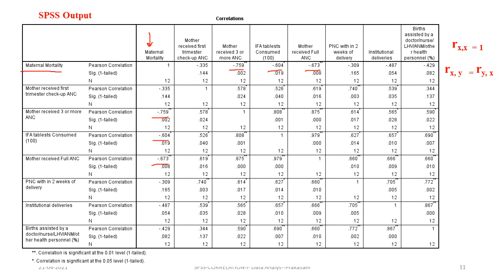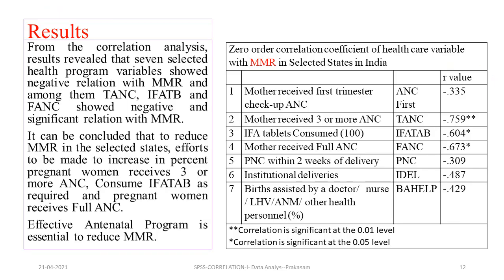By looking at the table, we will understand that maternal mortality and mother received 3 or more antenatal care are significant, as are IFA tablets consumed 100 and mother received full ANC. That we will discuss. This table is the SPSS output. Therefore, we will summarize this and put it in the required form for the report. We will modify this and write it as required for the report.